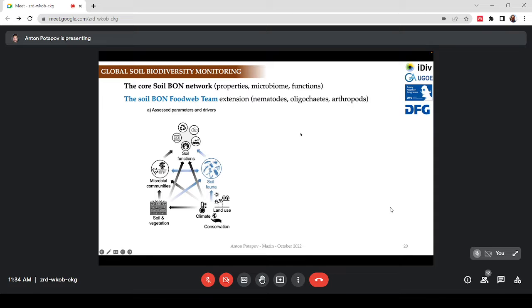And this is our concept on the left side, where different primary drivers such as climate, land use, and conservation affect properties of soil, but also soil biodiversity of microbes and animals. And through these interactions, we finally have ecosystem performance in terms of soil functions. And we are adding this missing piece of the puzzle in terms of soil animals that actually link to all other components and may modify the effects of climate, land use, but also microbes on soil functions.